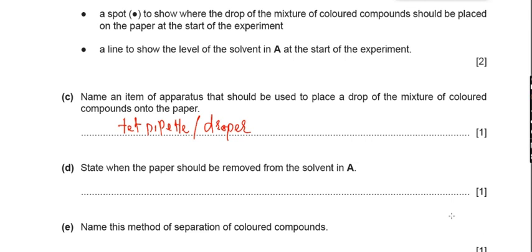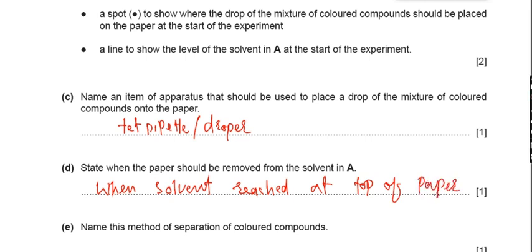Next he says state when the paper should be removed from the solvent in A. So we can say when the solvent reaches the maximum level, that is, when the solvent has reached the top of the paper, or chromatogram.